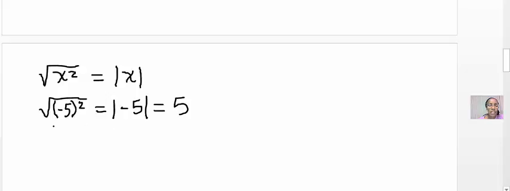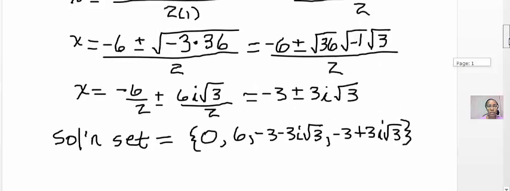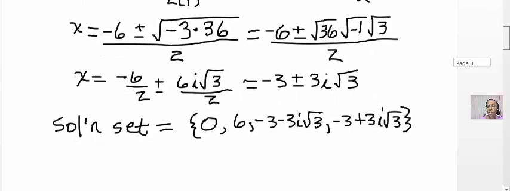I only have this issue if what I'm squaring was negative. If I have the square root of 5 squared, that's simply 5. So the square root and the square are opposite operations. One cancels out the effect of the other. I don't know if you really needed this or if your problem was really just about this question. So this is the result. Hope this helps.